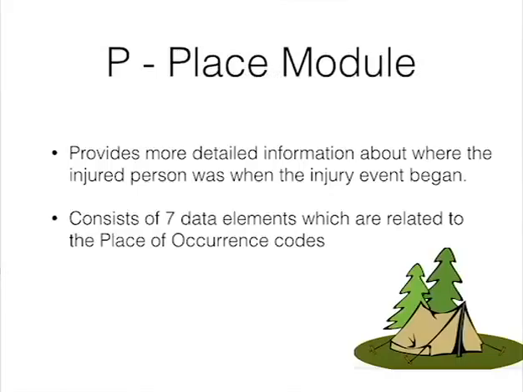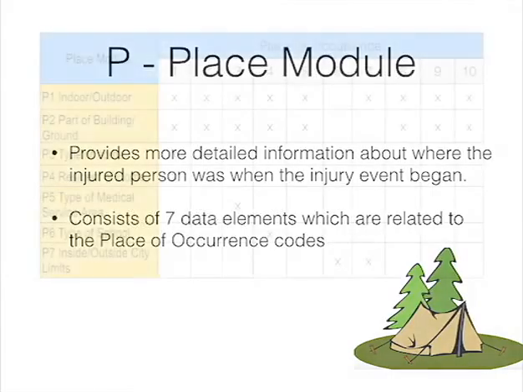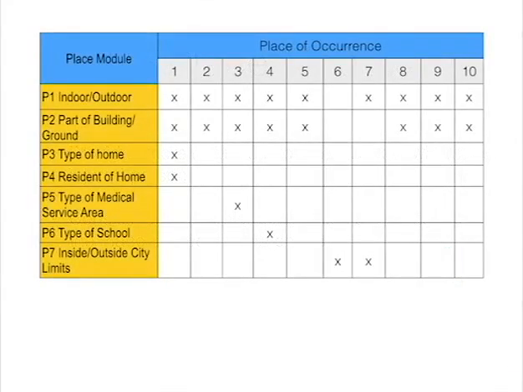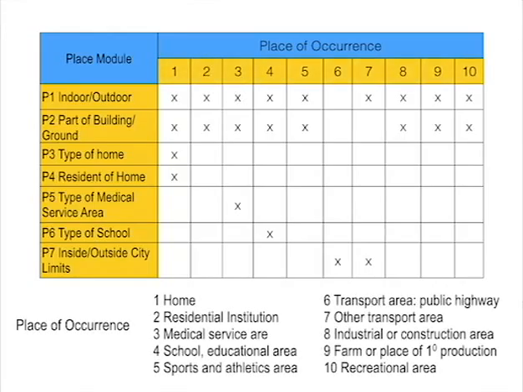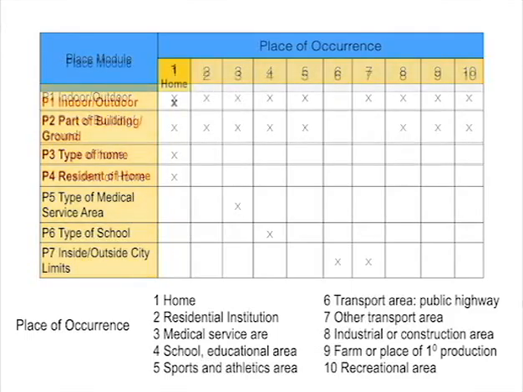The place module provides more detailed information about where the injured person was when the injury event began. The module consists of 7 data elements which are related to the place of occurrence codes. The 7 elements of the place module are listed in the table shown, along with the place of occurrence codes to which they relate. The place of occurrence dictates what element of the place module should be detailed.